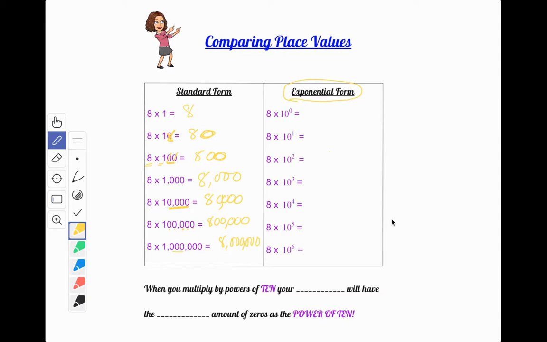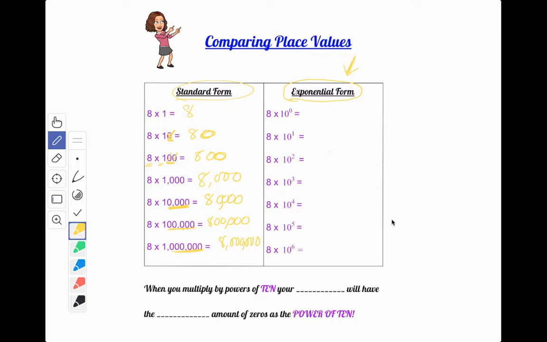Remember, when you're multiplying by zeros, all you have to do is multiply, like 8 times 1, and then add 3 zeros at the end. Okay, so this is standard form. Remember, standard form is just that written form with the digits. Okay, now we're going to talk a little bit about the exponential form.